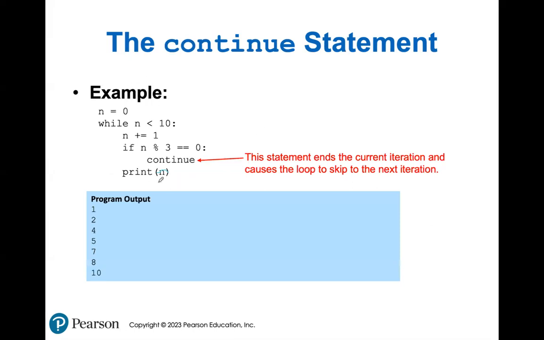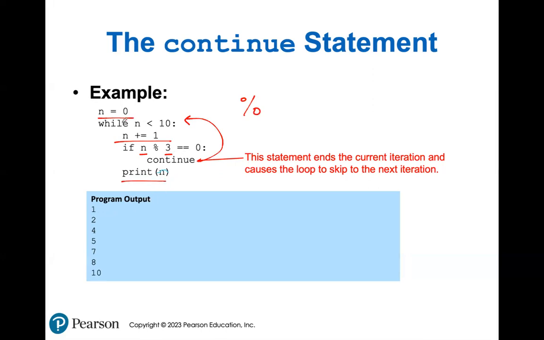Yeah, here's a little example. So we have n equals 0, and then we are checking while n is less than 10, we're going to add 1 to our n. However, if the remainder of n after it's divided by 3, remember the modulus operator, it just checks for the remainder. If the remainder of n divided by 3 equals 0, then we're gonna end that iteration and we're gonna go all the way back to the beginning. So we're not gonna reach the print statement at all. And you can see it right here.